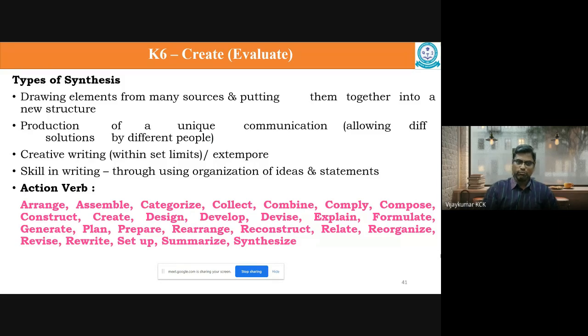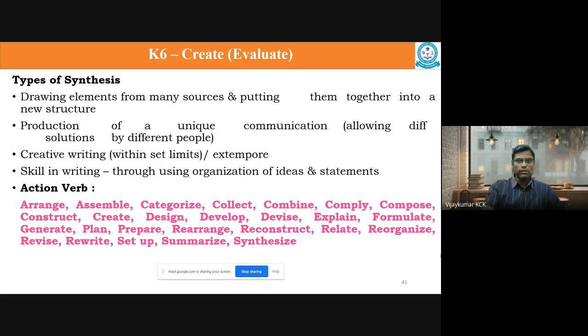All these things are their own way of presenting the ideas, statements, and all that. So this we can do using these action verbs like arrange, assemble, categorize, collect, combine, explain. Explain is coming in the first level also, as I said earlier. So these all are the list of action words. Probably we can use it, but it is not like a quick fix solution. It depends on how you are making the question, that is, the assessment.